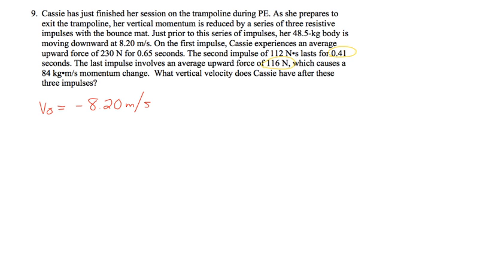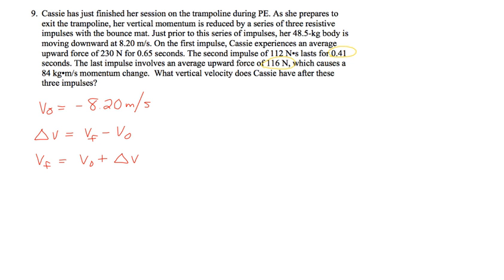Then she experiences 3 impulses, and the question is, what vertical velocity does she have after these 3 impulses? So if I can get the change in velocity, and I know her mass, then I can get her final velocity, because her change in velocity is going to equal her final velocity minus her original. So we're ultimately going to be solving for her final velocity, which equals her original velocity plus her change in velocity. So what I want to get now is her change in velocity.